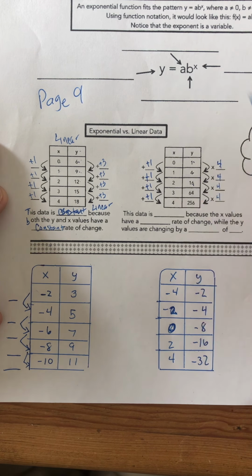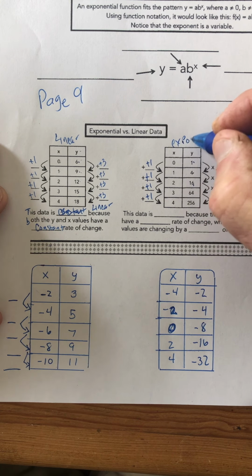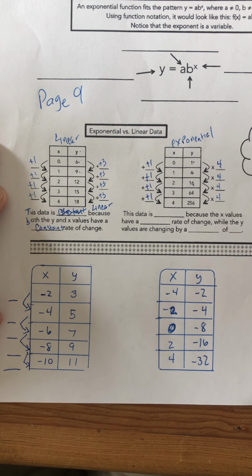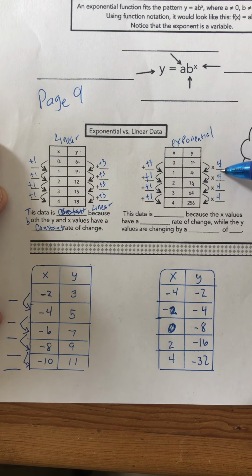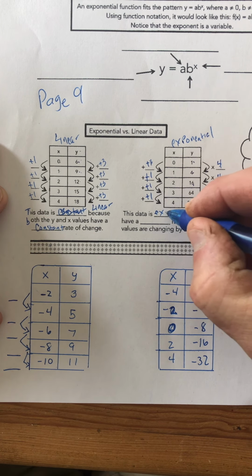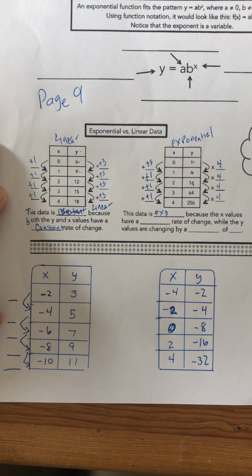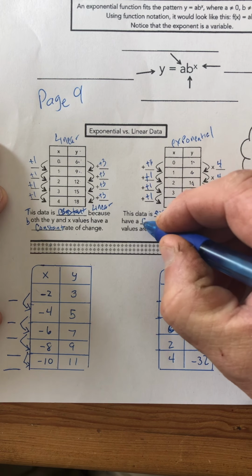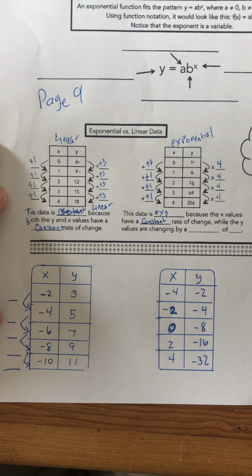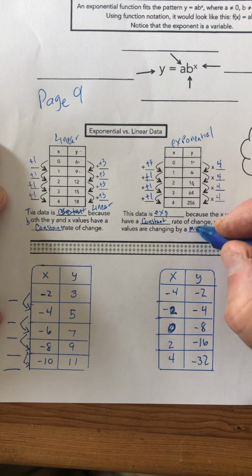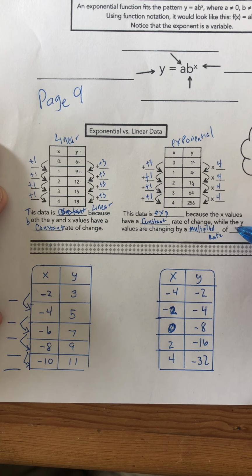So on an exponential chart, we're going to have our x values still going to be using addition or subtraction, but our y values are going to be using multiplication. Okay? So this data is called exponential, and I'm not going to be able to fit it in here, so I'm just going to write EXP, because the x values have a constant rate of change, while the y values are changing by a multiplied rate of change.